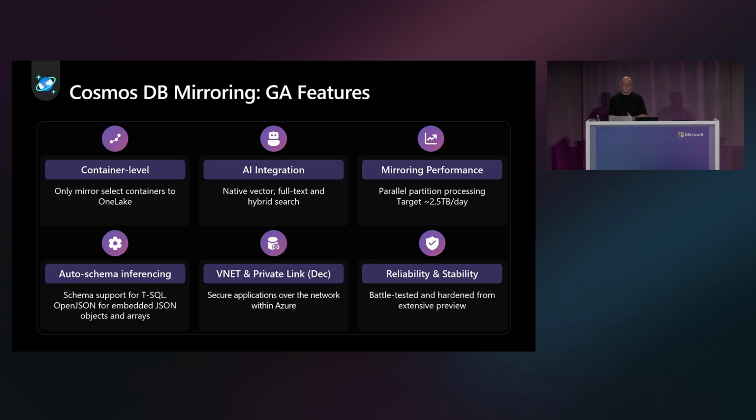CosmosDB mirroring has been in preview for about 18 months. And over that time, we've built in a lot of reliability and a lot of stability from those customers who have put it through its paces. We're also announcing more improvements for mirroring performance. So now customers can get up to 2.5 terabytes a day of mirroring performance for their data in their operational workloads as they replicate over to the OneLake. And then finally, not ready yet, but in about 2 weeks, we'll announce support for VNet and private link support for their CosmosDB endpoints so they can properly secure the networking for those applications within Azure.